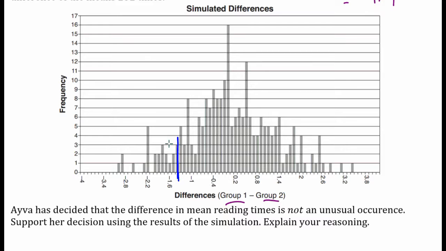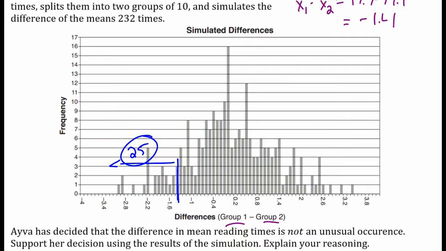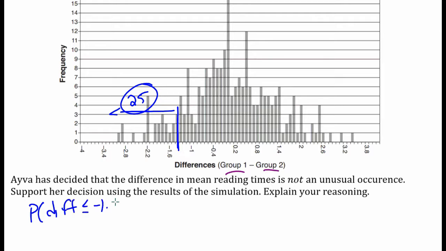So how many values were just as extreme or more extreme? 1, 2, 3, 4, 5, 6, 7, 8, 9, 10, 11, 12, 13, 14, 15, 16, 17, 18, 19, 20, 21, 22, 23, 24, 25, maybe 25 of them. It doesn't really matter if you include that at this point, because that's 25 out of 232. The probability of getting a difference less than or equal to negative 1.4 for this distribution is 25 out of 232. If you divide that out, we get a percent that's definitely much bigger than 5. Let's get that actual percent. 25 divided by 232 comes out to about 10.7%, 10.8%. So that probability is much larger than 5, so it is not an unusual occurrence. It is not statistically significant. That difference of negative 1.4 could have happened by chance.